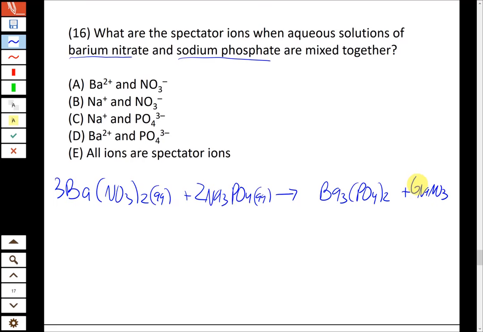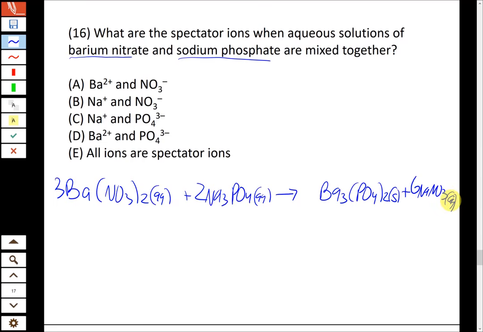But again, the important thing in this problem is to identify precipitates so we can identify which ions would be spectators. So if we look at this again, as we just talked about, phosphate is pretty much always insoluble unless it's with sodium or lithium or something like that. So this is going to be a precipitate, but then sodium nitrate, both the cation and the anion are always soluble, so that's going to remain in solution, aq.